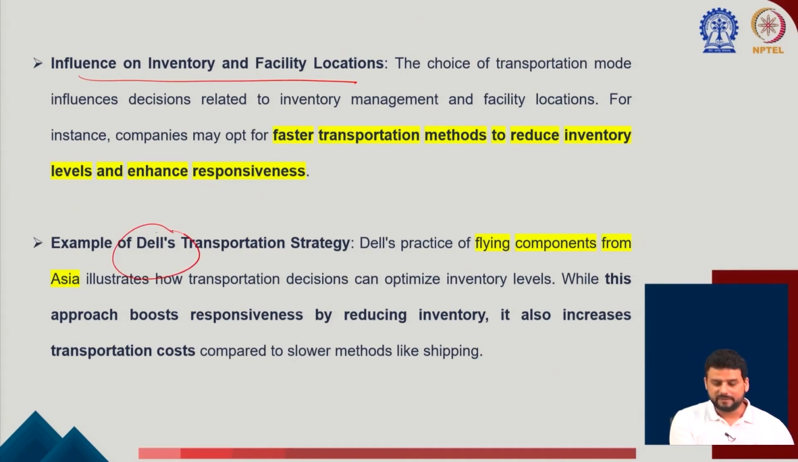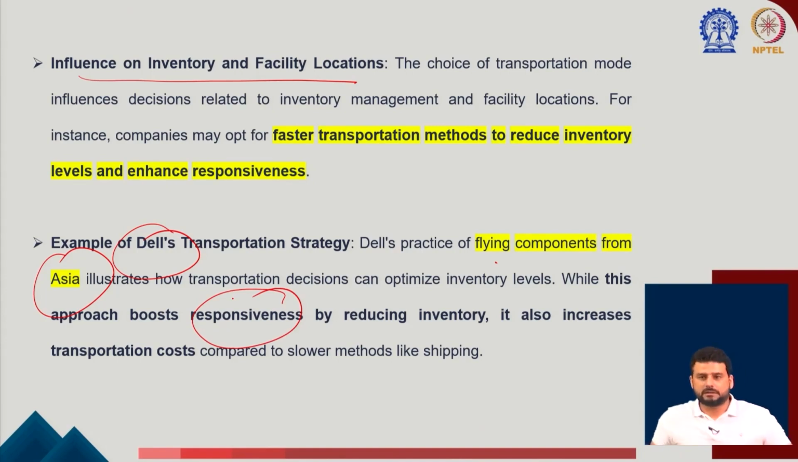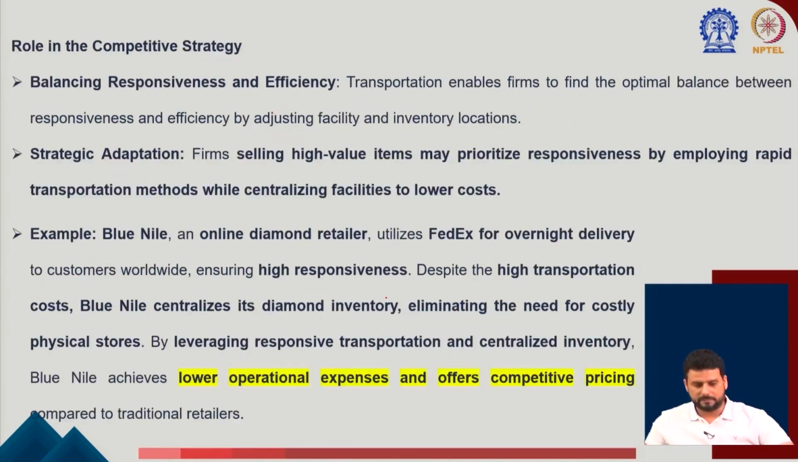And this is how Dell is using that strategy, flying components from Asia, right. So this will increase the responsiveness. How? Because whenever you visit a Dell showroom and place your order for a customized product, the components fly directly from Asia. The cost will be higher, but you can compensate for this somewhere because you are not keeping extra inventory, so that you can reduce inventory cost.